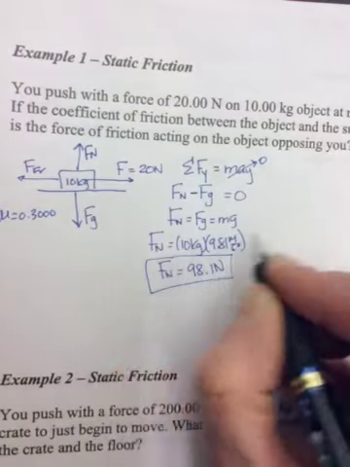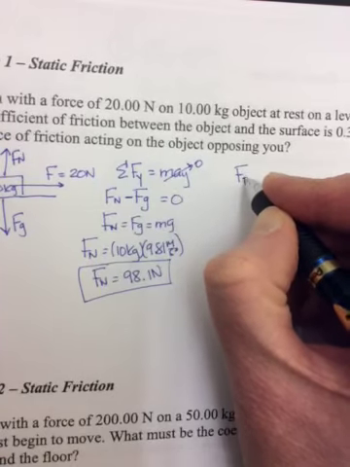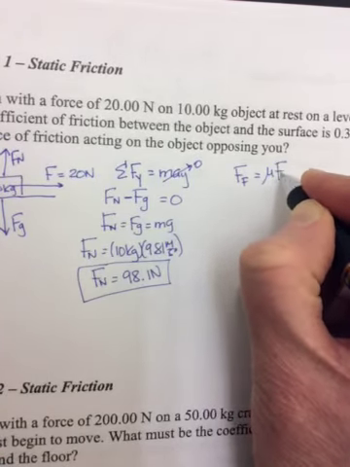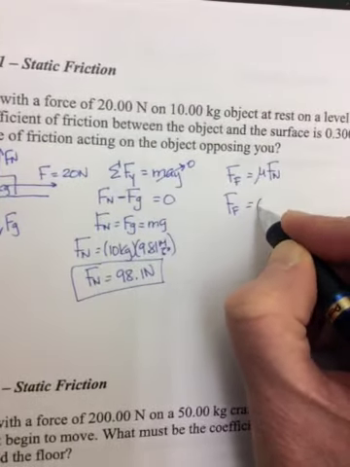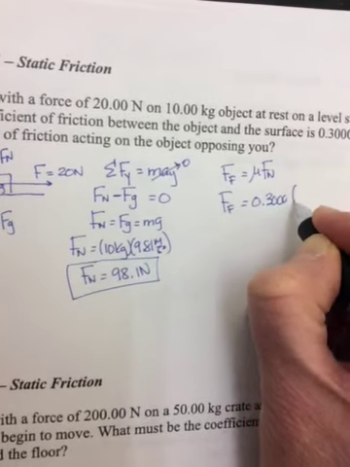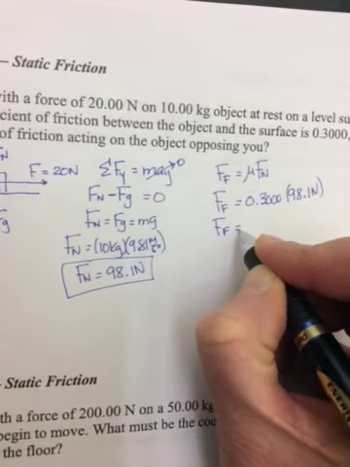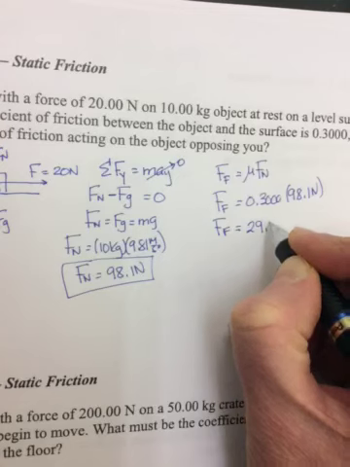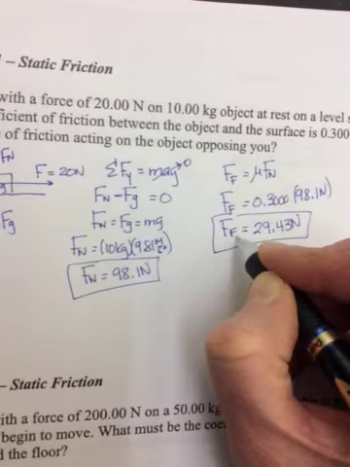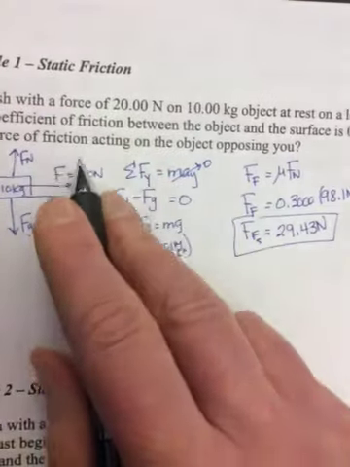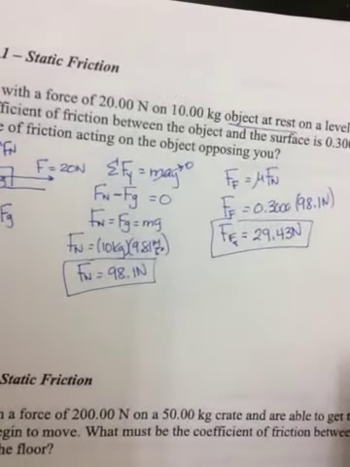So now that we have our Fn, we can find our friction, because we know friction is equal to mu Fn. Mu, they told us, was 0.3. So 0.3 times 98.1. Friction then is going to be equal to 29.43 newtons. Okay, this is static friction. How do I know that? Because 1, it says example 1, static friction, and 2, because it says object at rest. So this is the static frictional force.